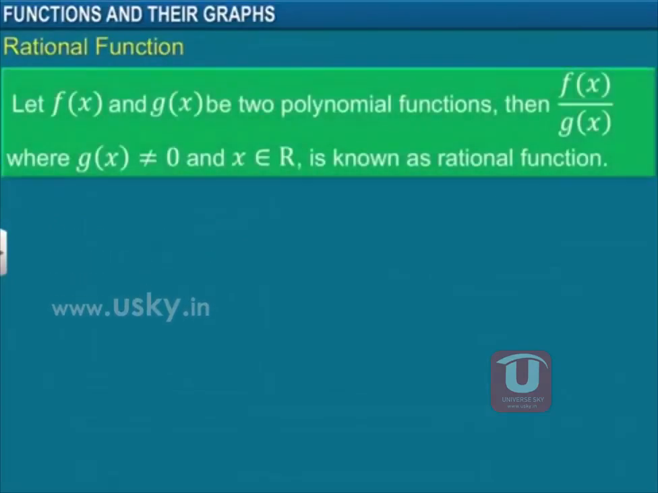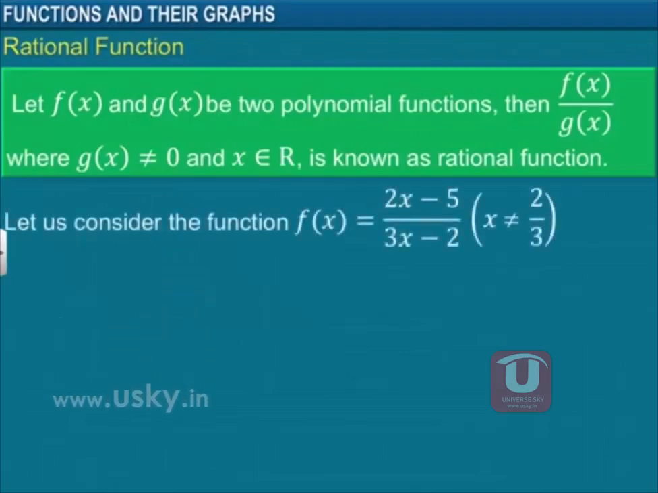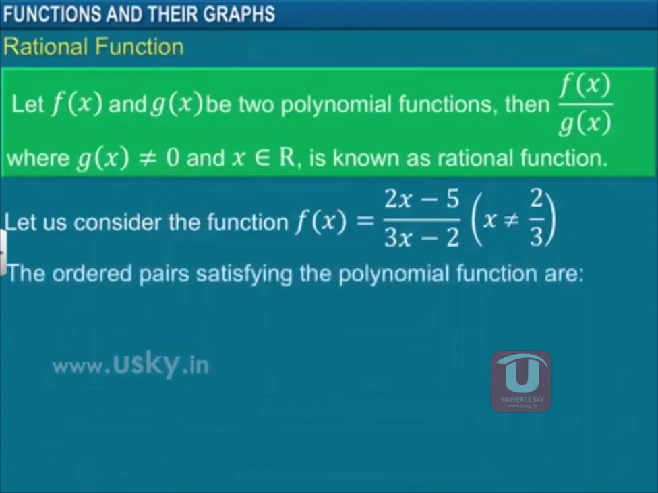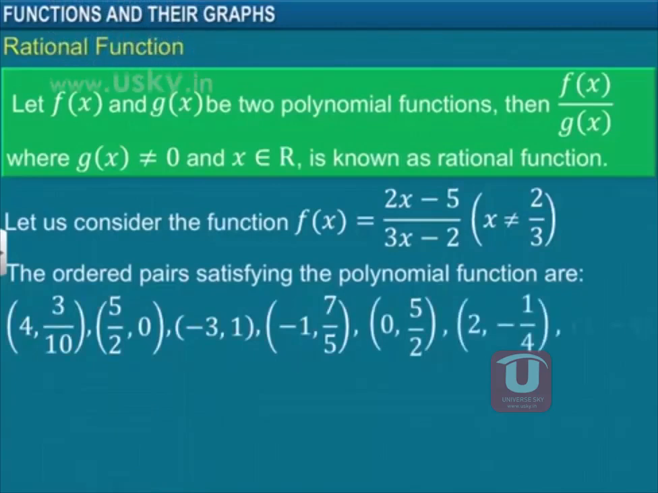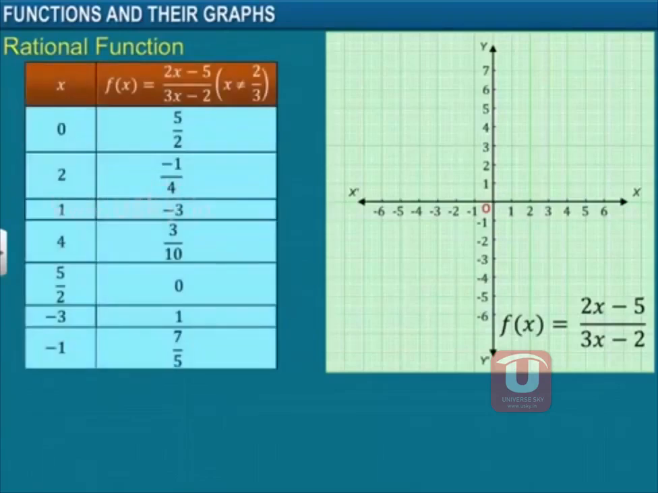Let f of x and g of x be two polynomial functions. Then, f of x divided by g of x, where g of x is not equal to 0 and x belongs to R, is known as a rational function. Let us consider the function f of x is equal to 2x minus 5 divided by 3x minus 2, where x is not equal to 2 divided by 3. Some ordered pairs satisfying the given function are, on plotting these points on the Cartesian plane and then joining them, we get the graph of the given rational function as shown.